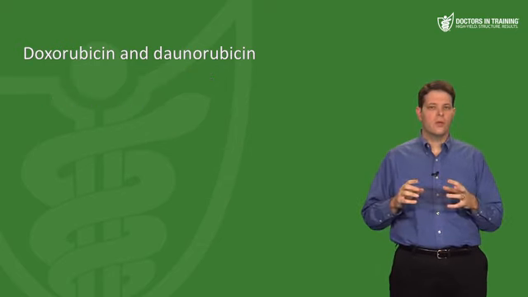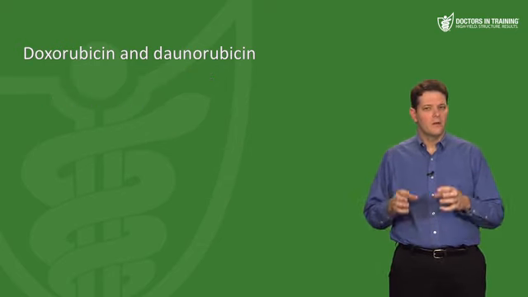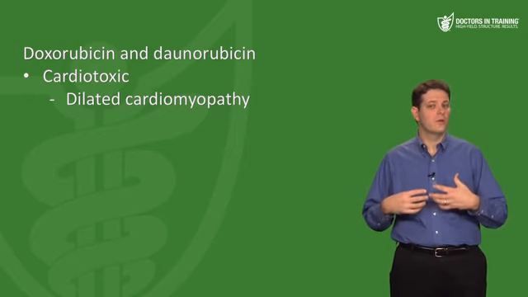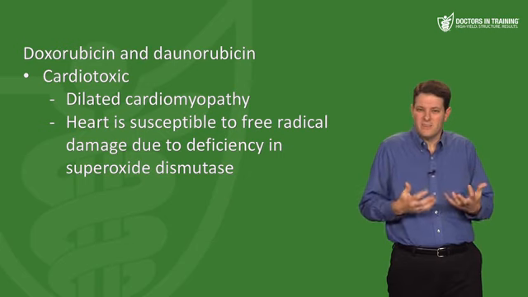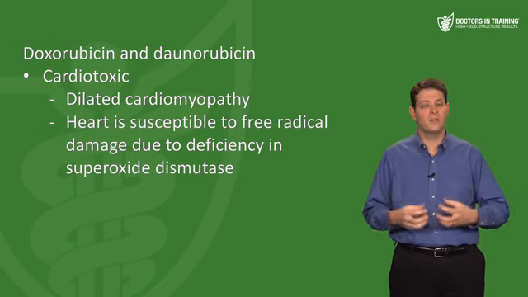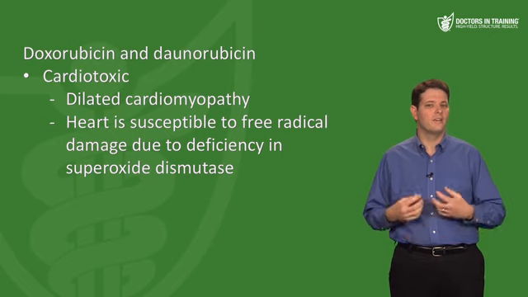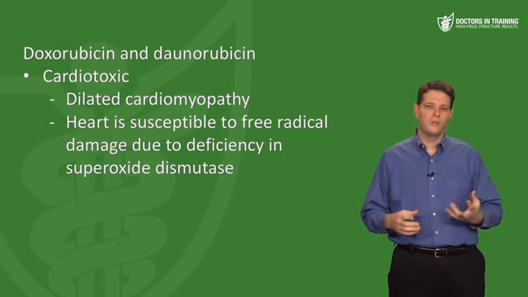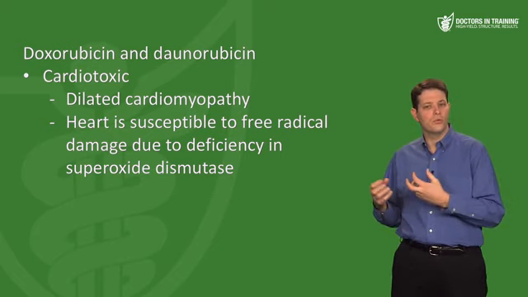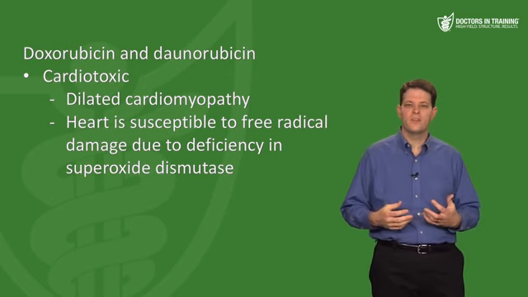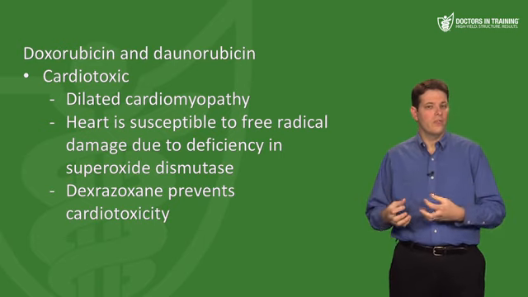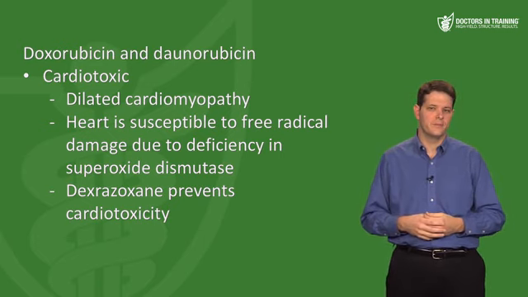And then here's one of those important, unique toxicities to know. Doxorubicin and daunorubicin are both cardiotoxic. They cause dilated cardiomyopathy and heart failure. Remember, these drugs are generating free radicals, and the heart muscle is especially susceptible to free radical damage because it's relatively deficient in the enzyme superoxide dismutase. So know that doxorubicin and daunorubicin are cardiotoxic. Now, one student wrote in that she remembers this by calling it cardiotoxorubicin, which is pretty clever. And then also there's a drug called dexrazoxane, which is an iron chelating drug that you can give with the anthracyclines to prevent that cardiotoxicity.